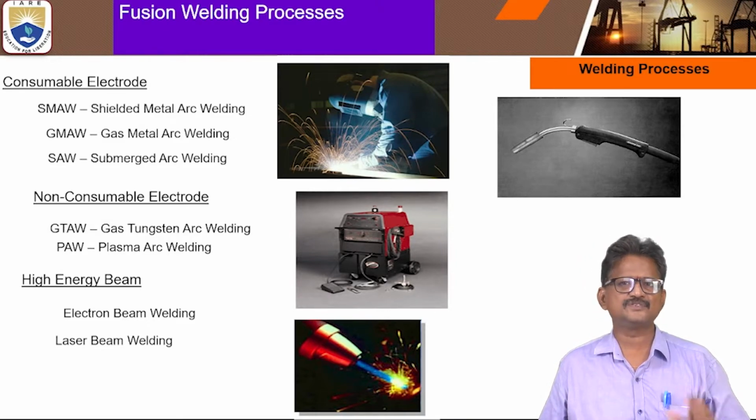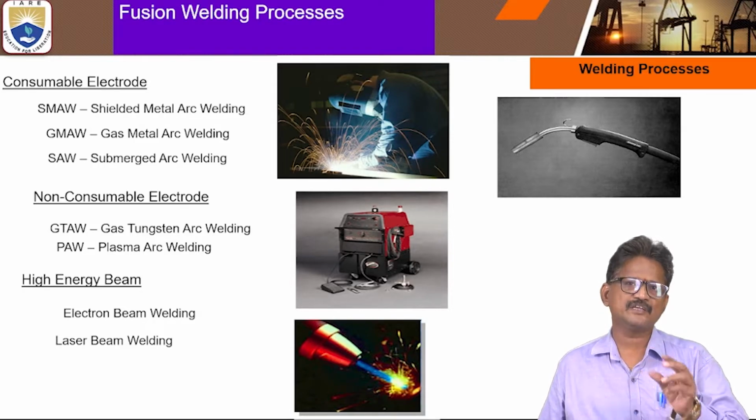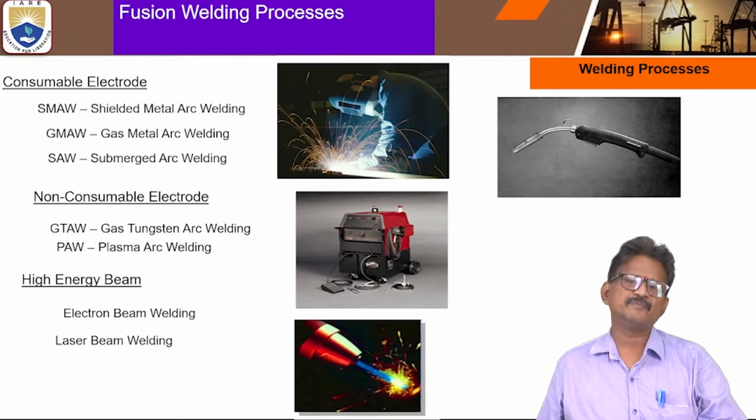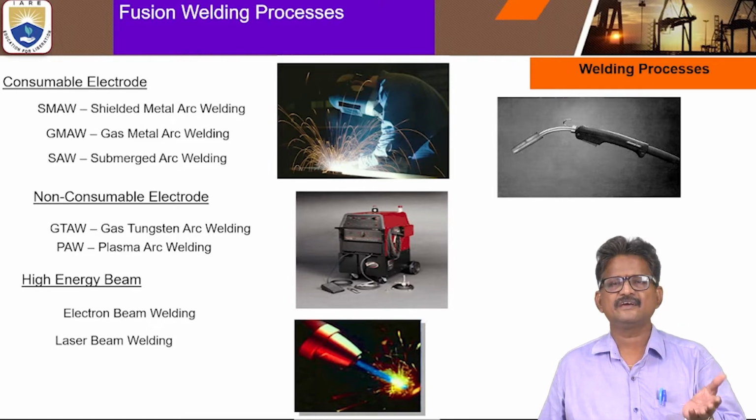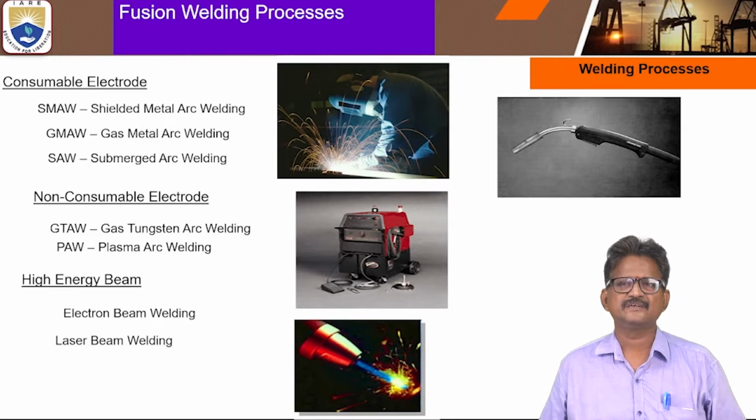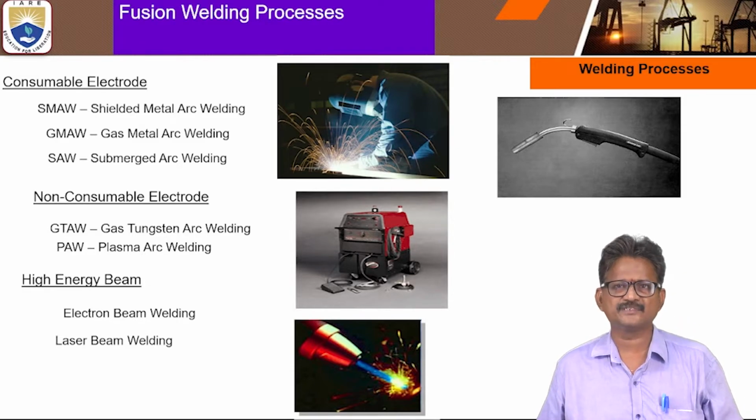Coming to the fusion welding process, the term welding can be defined as the process of joining two similar metals or dissimilar metals, with or without adding filler metal, by application of heat, with or without application of pressure. And this is the common definition when we speak about the fusion welding process.